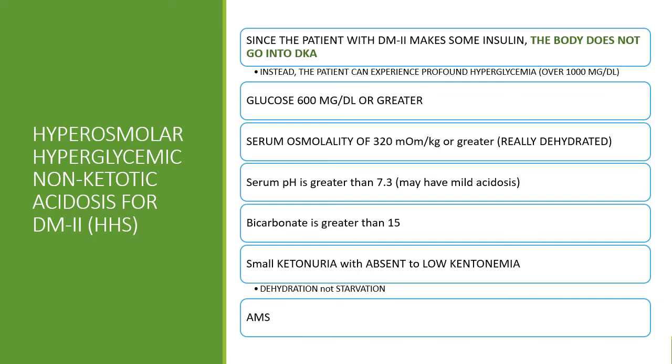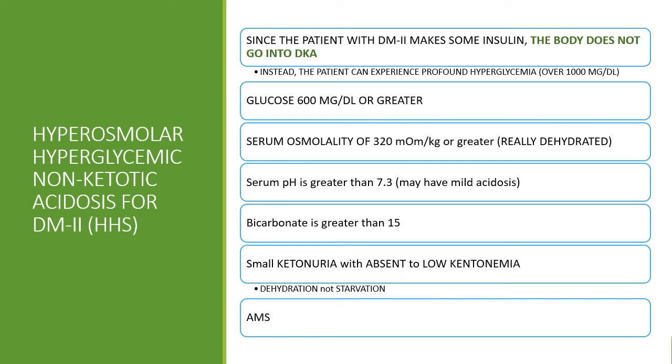The patient who has type 2 diabetes is at risk for developing HHS as part of their severe hyperglycemia. So where the patient with type 1 diabetes who doesn't make any insulin at all can develop DKA with a blood sugar greater than 250, the person who does make some insulin, so type 2 diabetes, starts having problems usually with a glucose of 600 or greater. That's really significant. So the body doesn't typically go into DKA with type 2 diabetes.